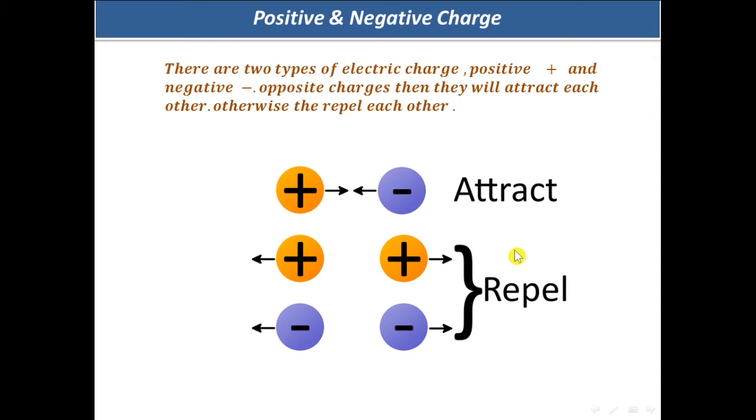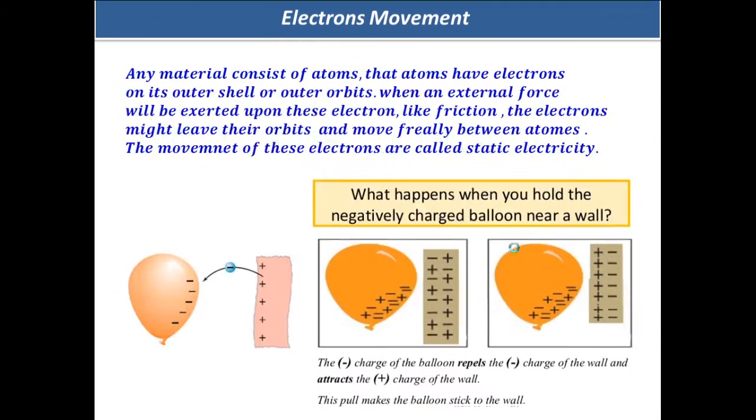What do I mean by this? I shall tell you what I mean now. If you have a certain material like this wall and this balloon, and the wall is rubbed with an external force, then the atoms which hold the electrons, these electrons will leave their orbits and move freely between the atoms. When they move freely through the atoms and you bring the balloon very close, they will be transported from the wall to the balloon.